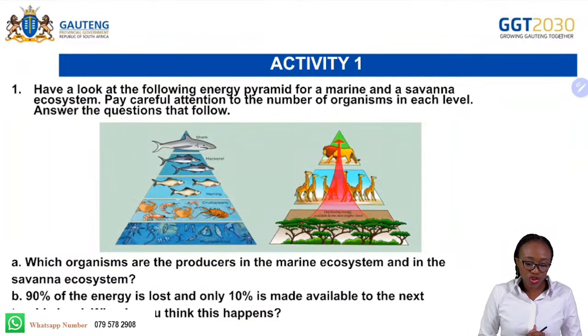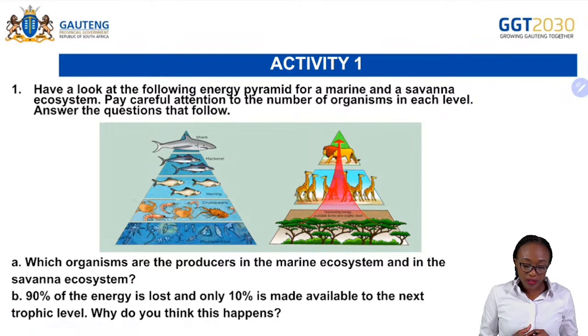Now let's move on to another activity. Have a look at the following energy pyramid for a marine and savanna ecosystem, and pay careful attention to the number of organisms in each level and answer the questions below. There are the two pyramids, the marine and the savanna.